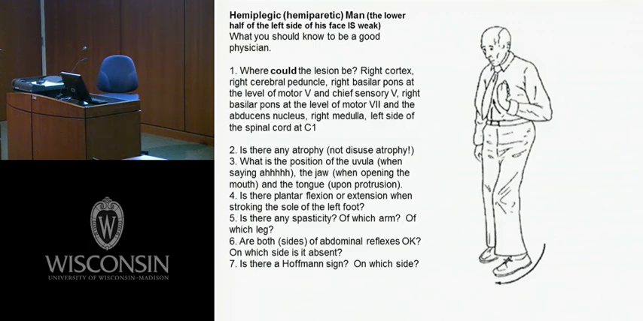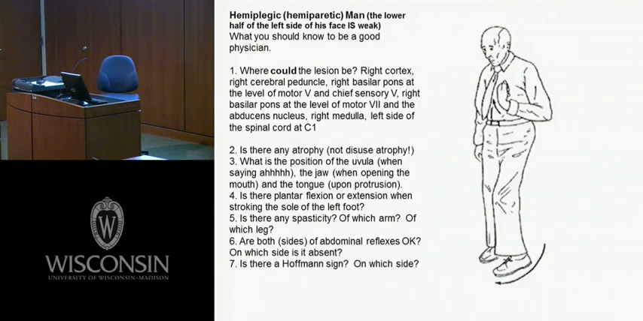And we call him the hemiplegic man. And when you look at this, I hope right off the bat you realize that he has an upper motor neuron lesion. And his left arm is flexed and his left leg is a little bit extended, kind of shuffling. And I made a note up there. It says the lower half of his left side of his face is weak.